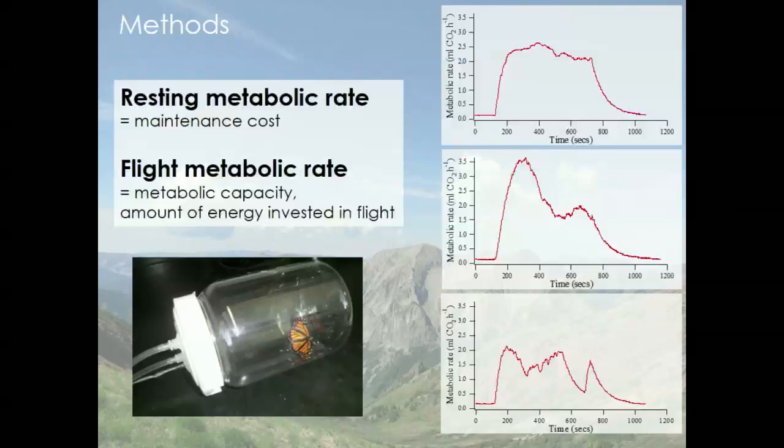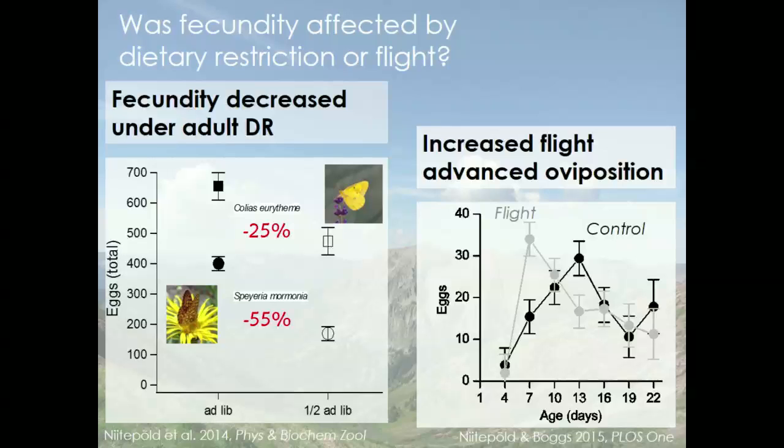So how to measure flight capacity, which is a rather vague trait, I would say. My favorite method is the measurement of flight metabolic rate. Basically, a butterfly is flying in a respirometer, and in real time you can see its CO2 output. These 3 figures here show 3 individuals that show very different flight characteristics, the bottom individual being basically a hopeless flyer. So let's look at the results.